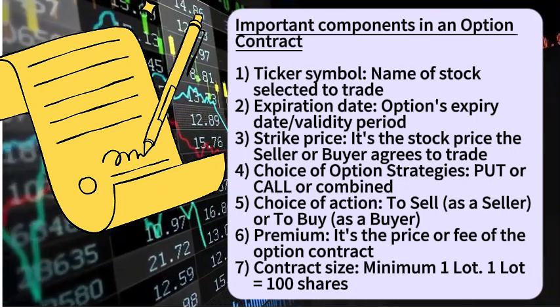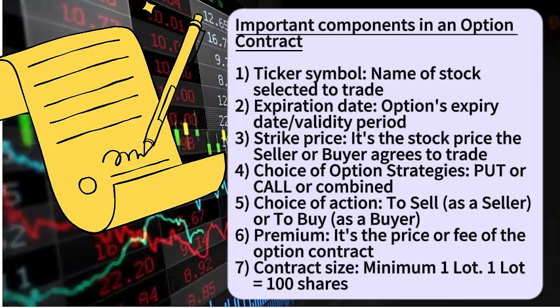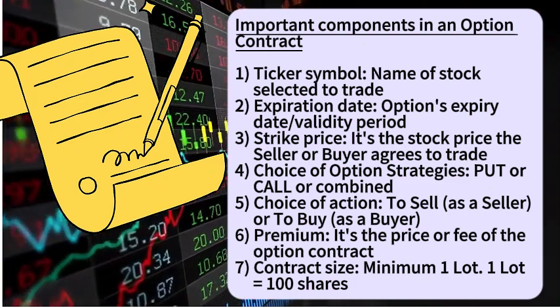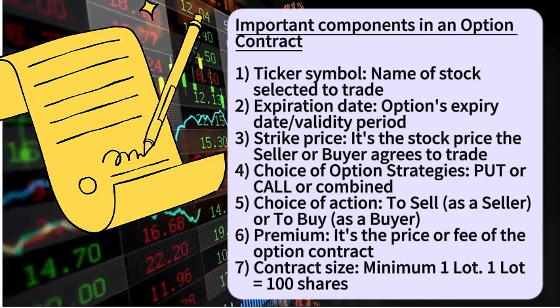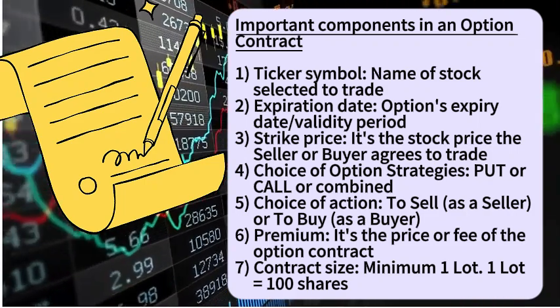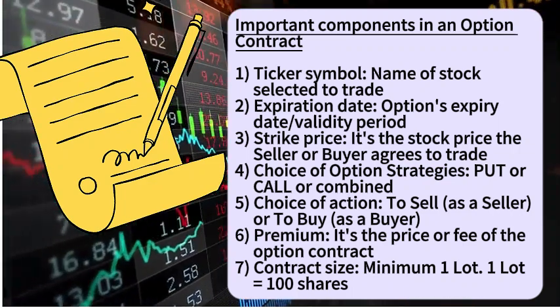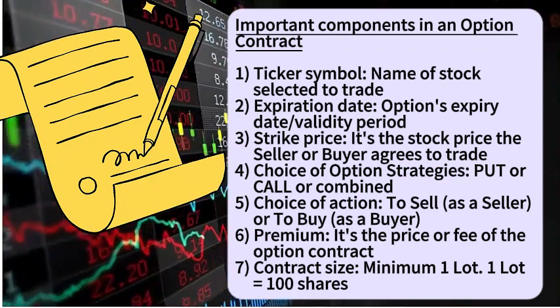4. Choice of option strategies, put or call or combined. 5. Choice of action, to sell, as a seller, or to buy, as a buyer. 6. Premium, it's the price or fee of the option contract. 7. Contract size, minimum 1 lot, 1 lot equals 100 shares.